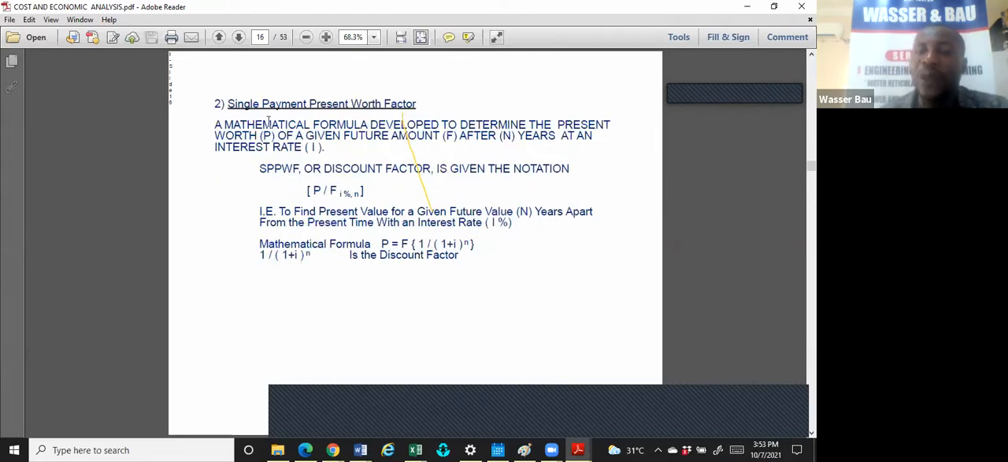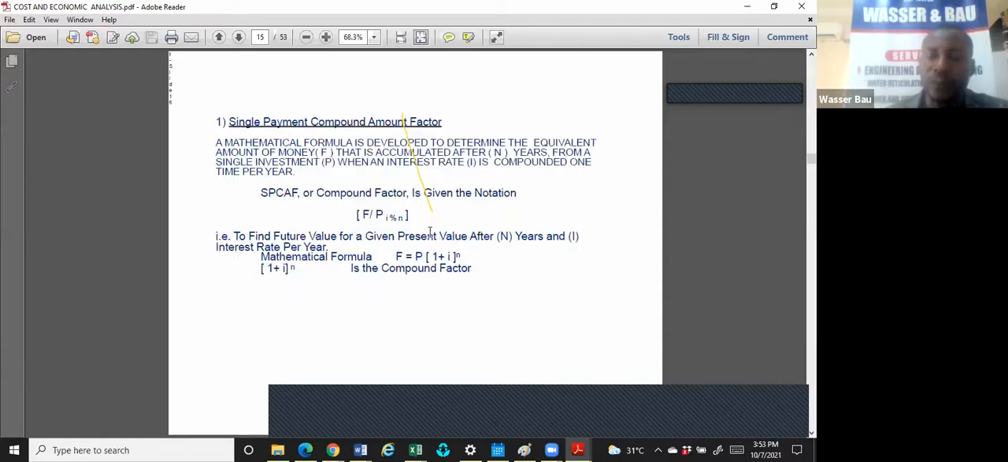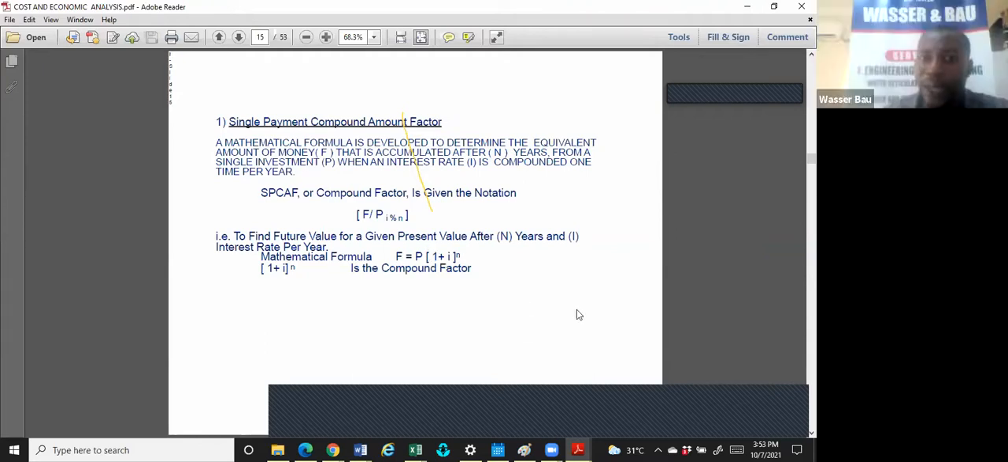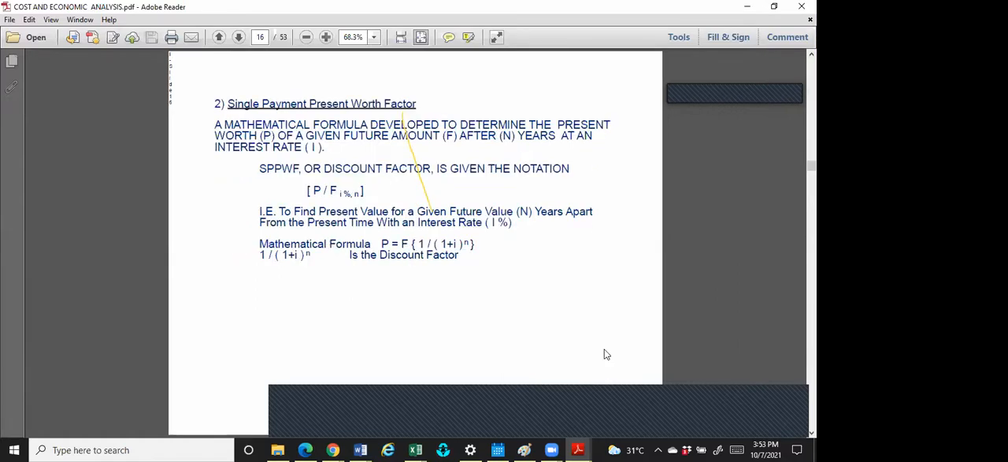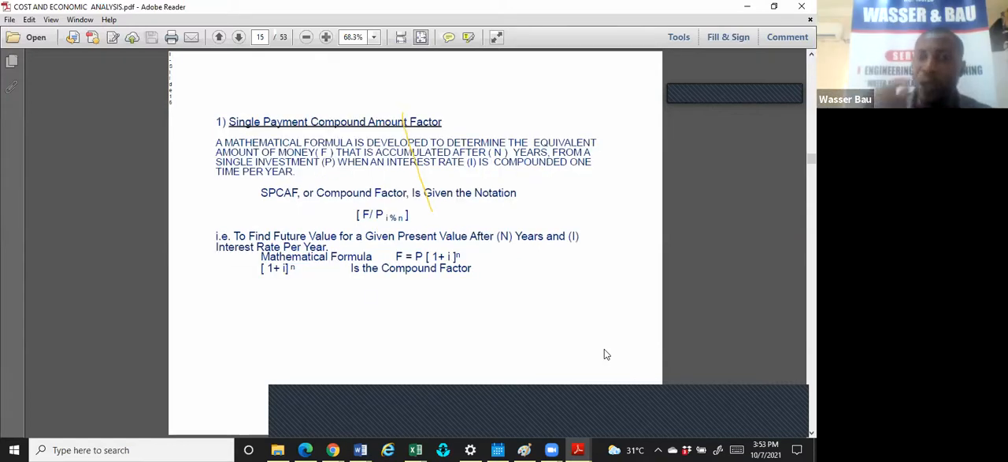The second one is if you're looking for the single payment present worth. This is the formula you're going to use. Please, can you go back to the first one again? This is it. This one is single payment compound amount. The second one is like the opposite of this one: single payment present worth factor. The first one is you are looking for the future value, but you are given the present value.